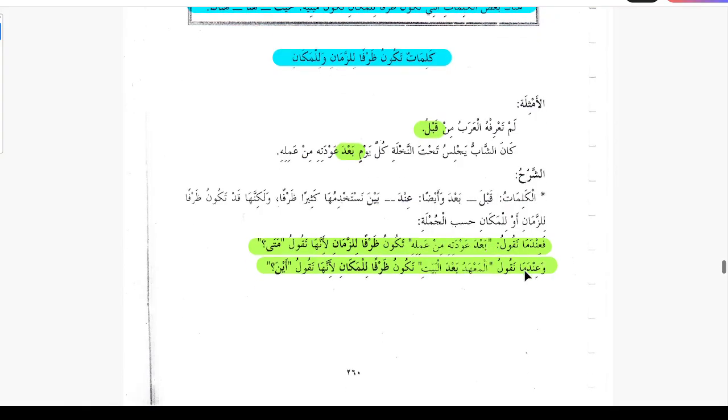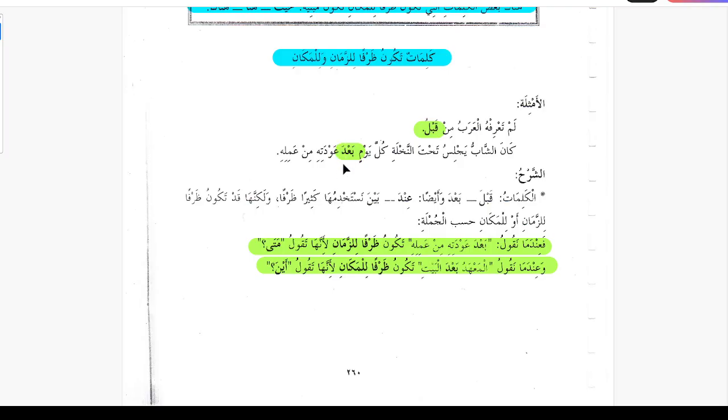For example, when we say ba'da awdatihi min amalihi, after his return from his work, so that tells you the time.